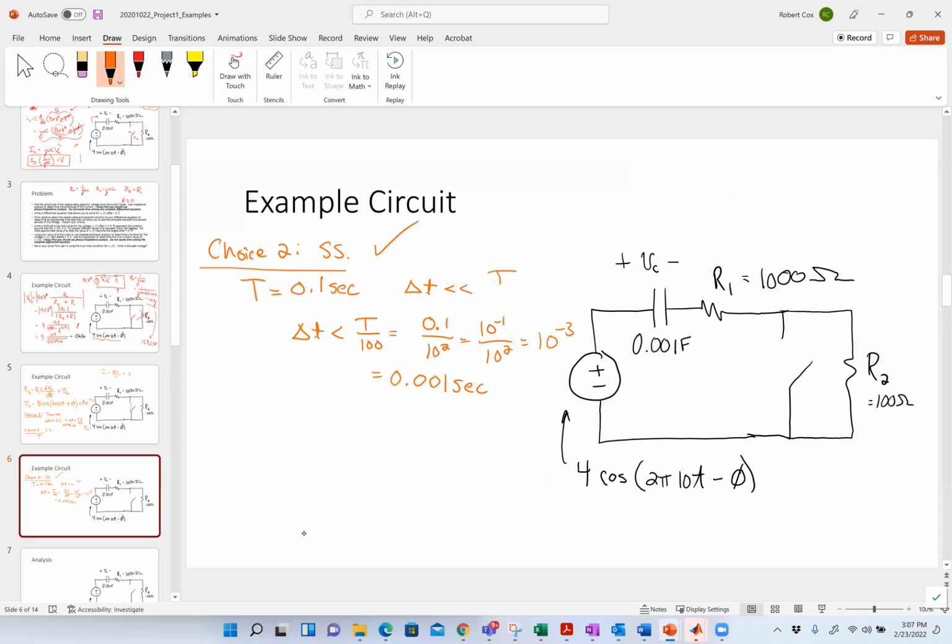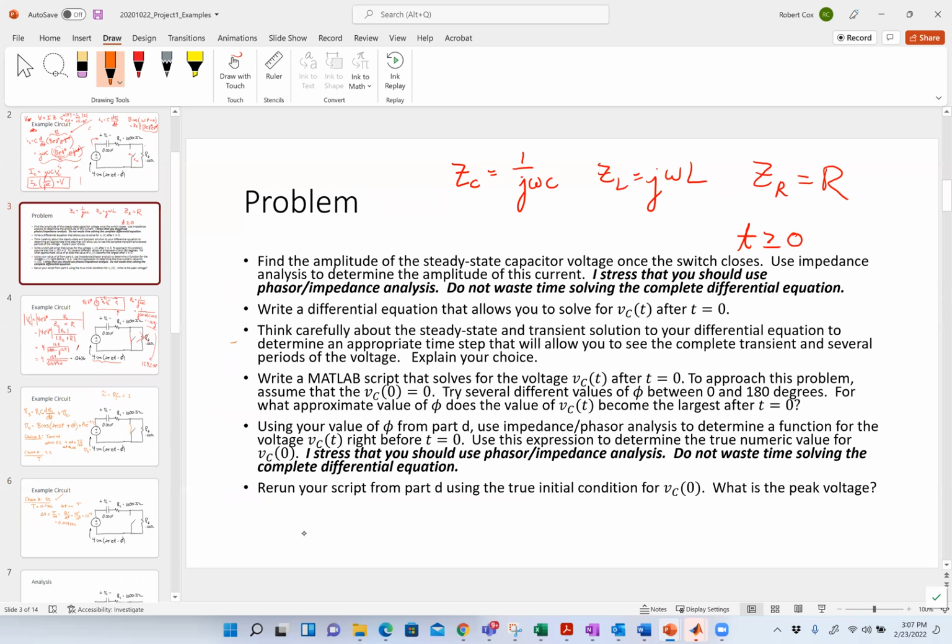So if you go back to the problem I'm asking you here, part C, think carefully about the steady state and transient solution. This is the process, right? You basically say, well, I know it's going to be A e to the negative t over tau plus B cosine omega t plus an angle. And I got to look at both of these. I want to see both the steady state and the transient. So you got to think through carefully, how do I make the choice? That's what we just did. We looked at choice 1 and choice 2. The transient, choice number 1, was the door that we chose to open. So you're basically walking me through that decision process.